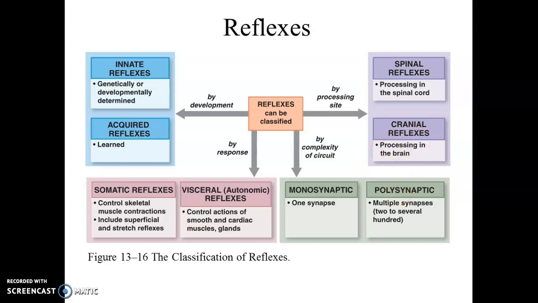You also have cranial reflexes, processes in the brain. So if you touch someone's eye, they will blink. That would be a cranial reflex. If you look into someone's eye with a flashlight and the other side actually constricts with the bright light, that would be a cranial reflex. And spinal reflex is a process in the spinal cord.